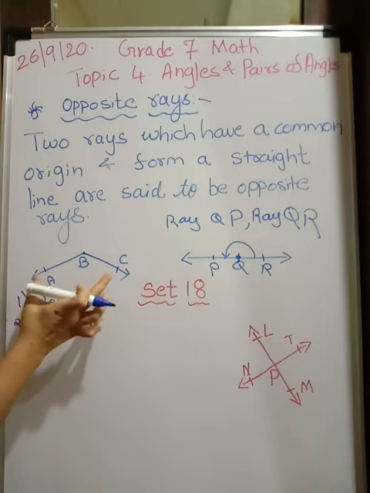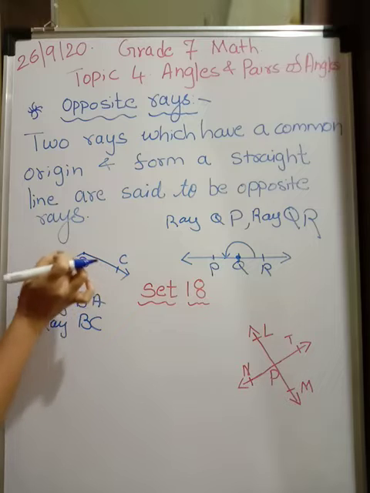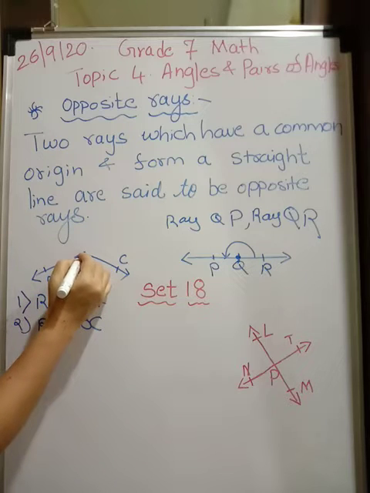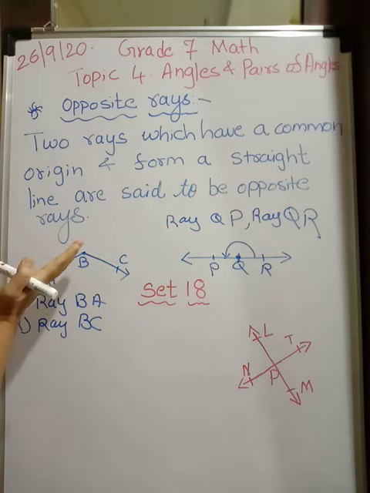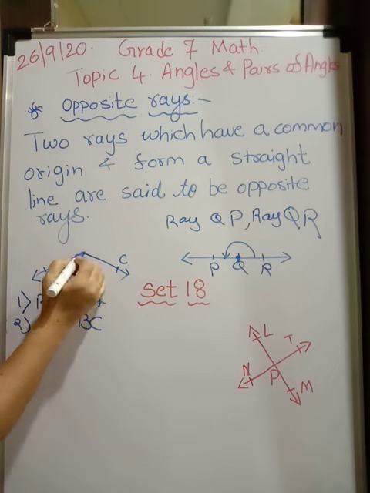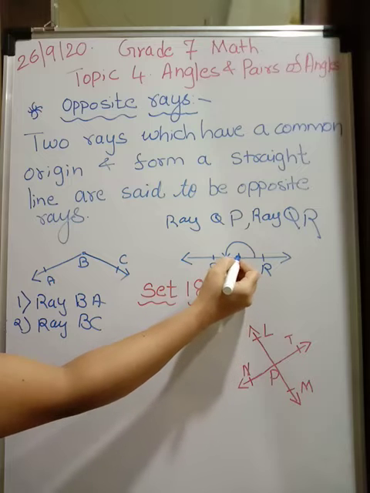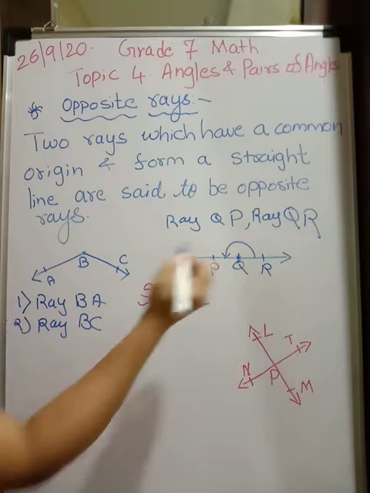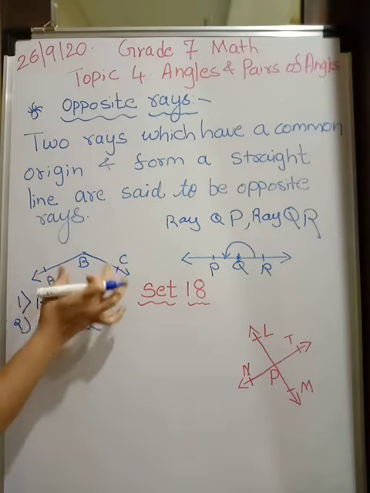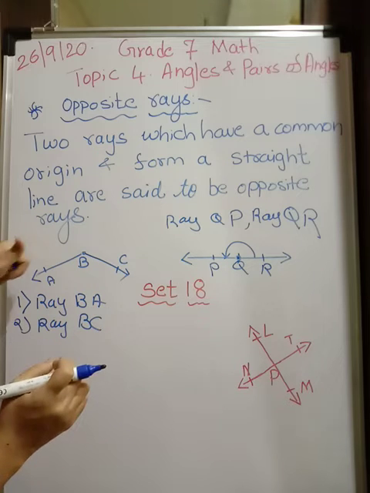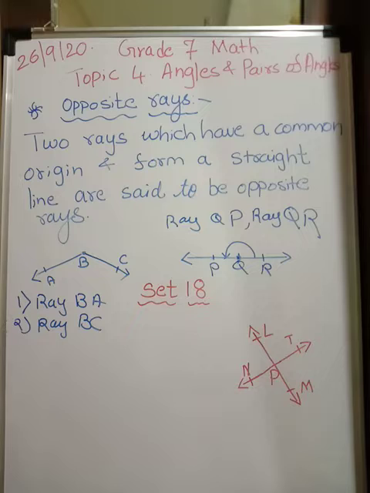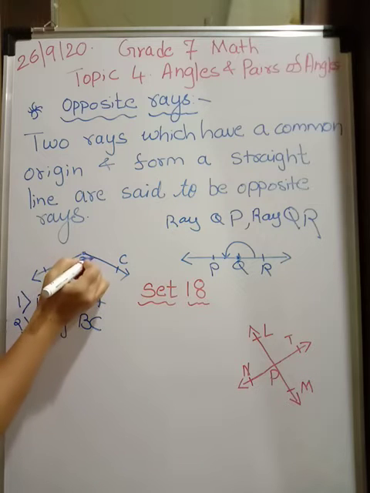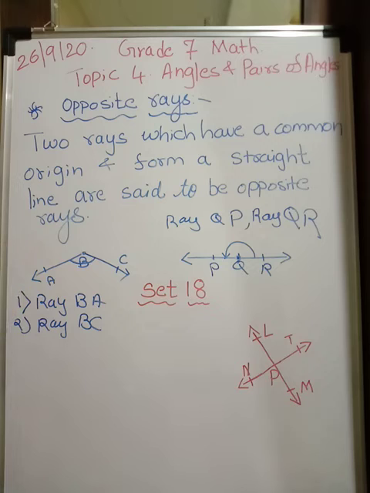Now if I join these two rays, they have a common origin, which is B over here. So this ray is like this and this ray is like this. They are forming a common origin. Here also these two rays have a common origin called Q. Now if I join these two rays, BA like this and BC like this, are they making a straight line? No, they are making some angle over here. Are you understanding me? They are not making a 180 degree angle.